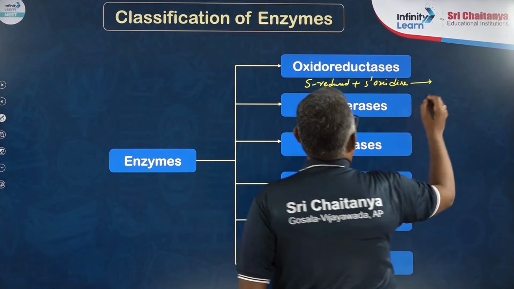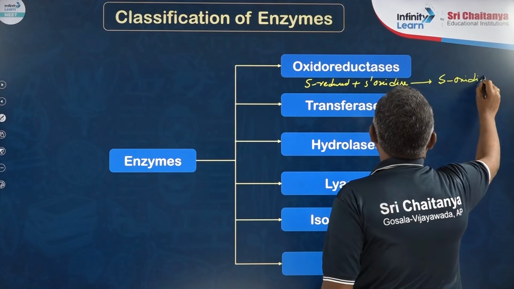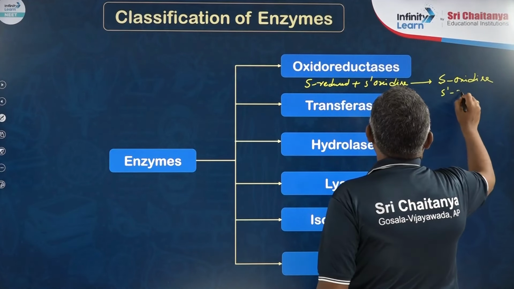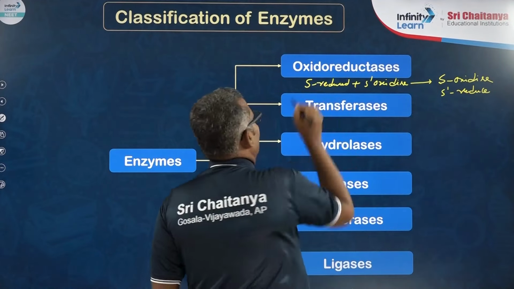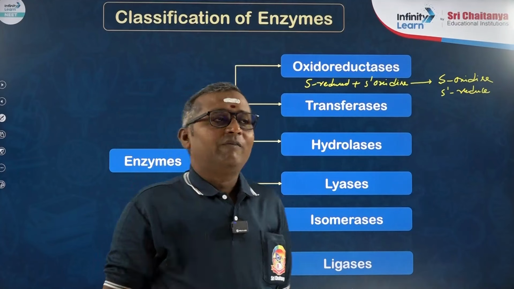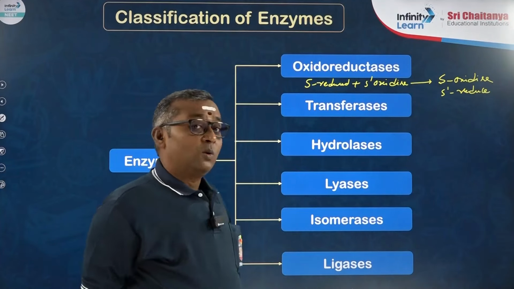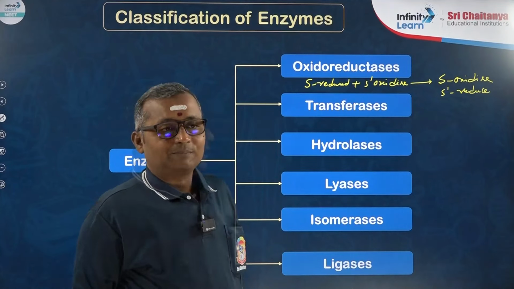Now after the reaction, S gets oxidized, S prime is reduced. So here S is oxidized, S prime is reduced. This kind of reaction itself is called an oxidoreduction reaction, and the enzymes are called oxidoreductases.